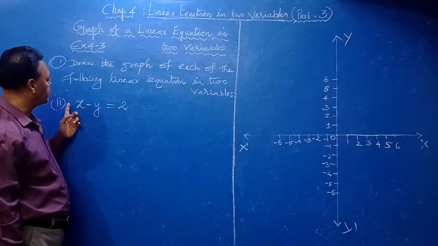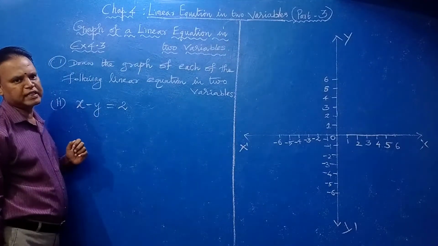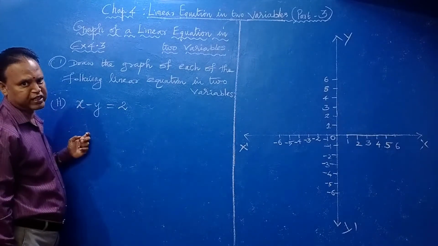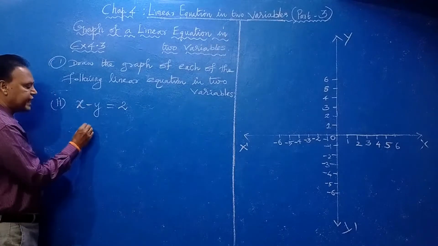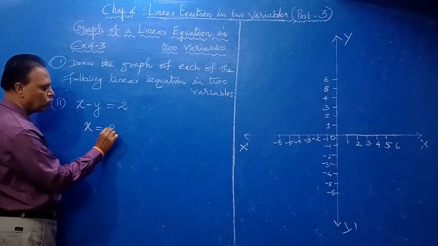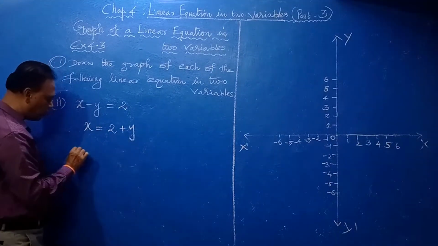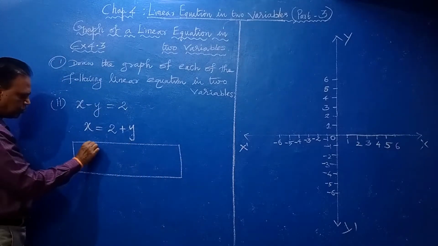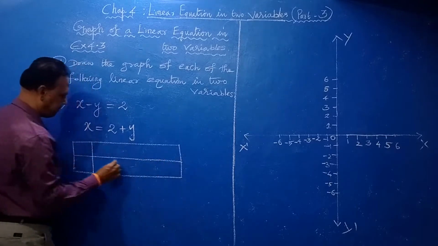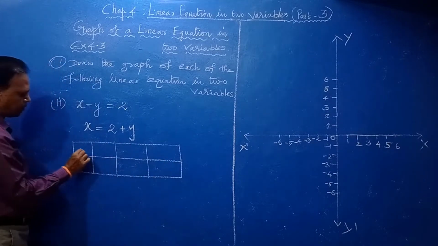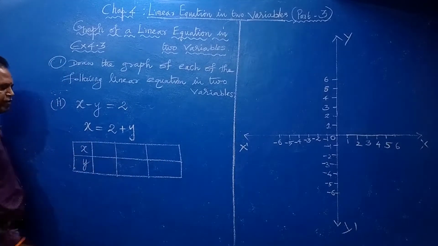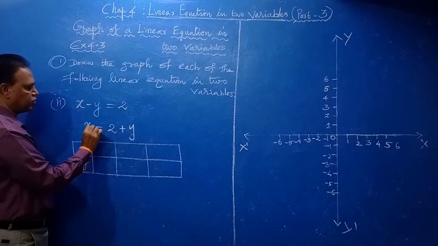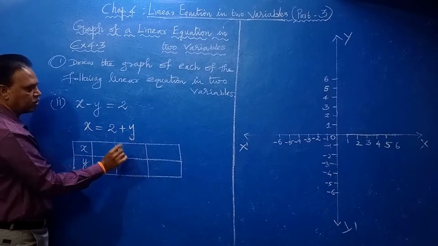Here also x coefficient 1, y coefficient 1 is there. But better you take positive one on the left hand side. So this can be written as x is equal to 2 plus y. Now you prepare the table of column, then find out 3 solutions, enough. Minimum 3 solutions, maximum you can find out. Clear? Many solutions you can find out, but 3 solutions is very important.